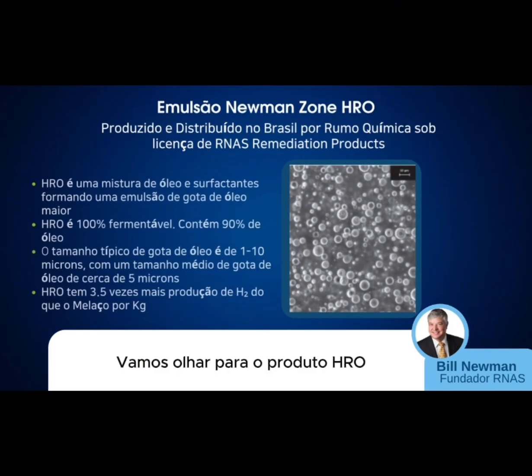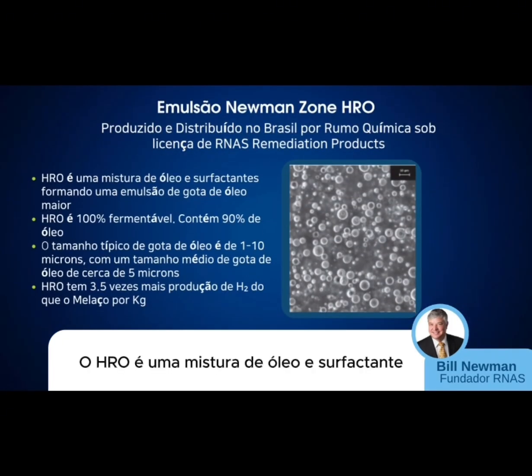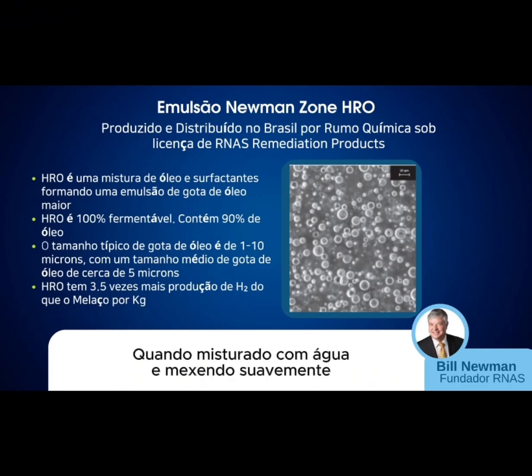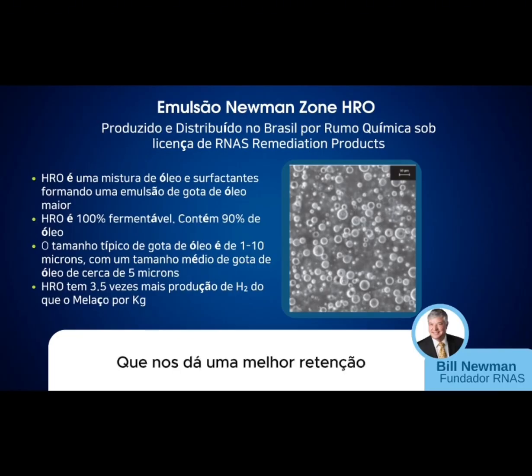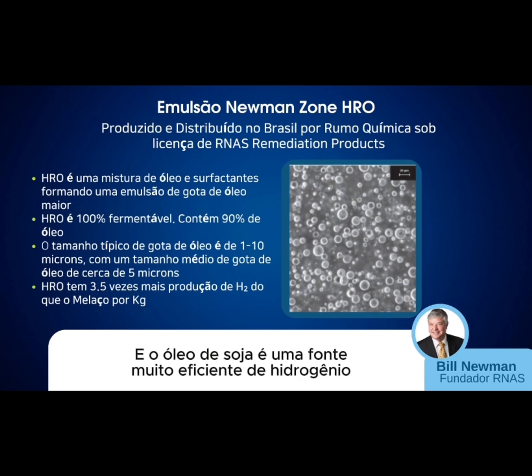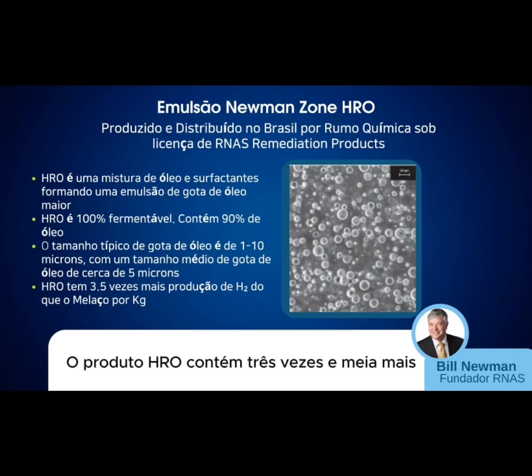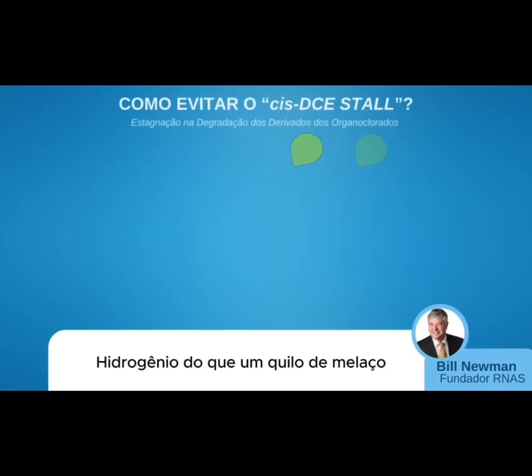Let's look at the HRO product. The HRO is an oil and surfactant blend. It's 100% fermentable content, 90% oil. When mixed with water and gentle stirring, we produce an emulsion with 1 to 10 micron oil droplets, which gives us better retention in sandy soils or fractured bedrock. And because it's mostly soybean oil, and soybean oil is a very efficient source of hydrogen, the HRO product contains 3.5 times as much hydrogen as a kilo of molasses.